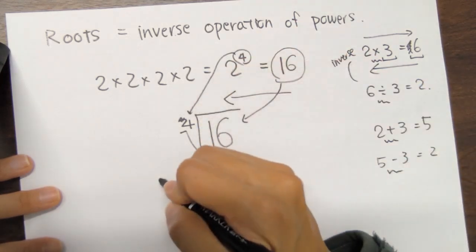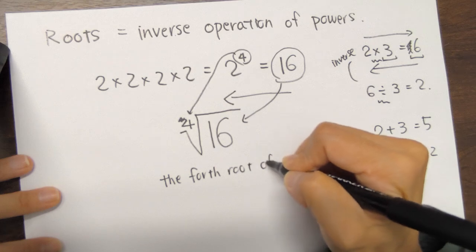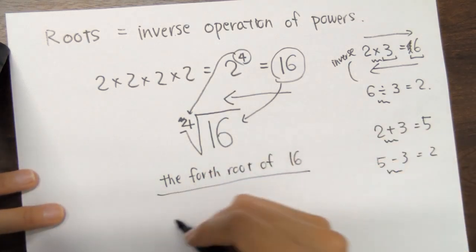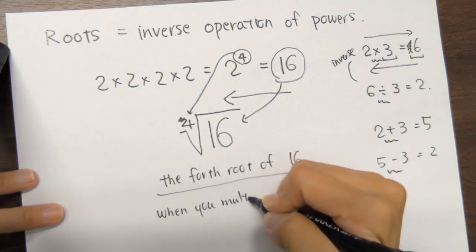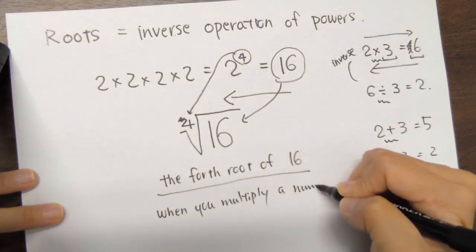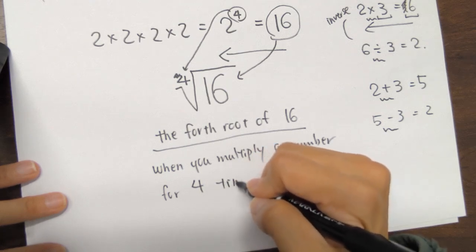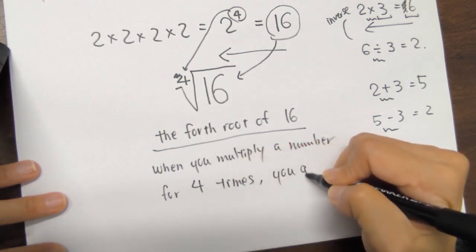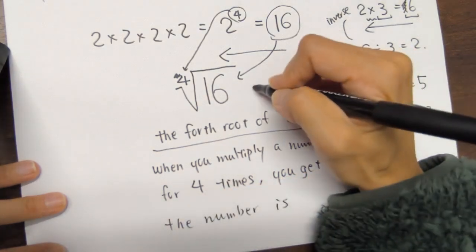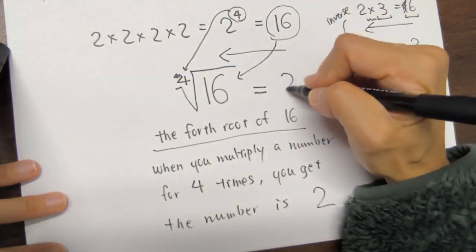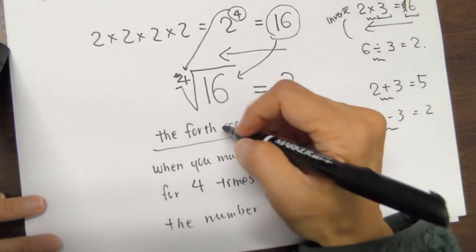We read it, the 4th root of 16, which means when you multiply a number 4 times, you get 16. The number is 2, right? So that's what the root is.